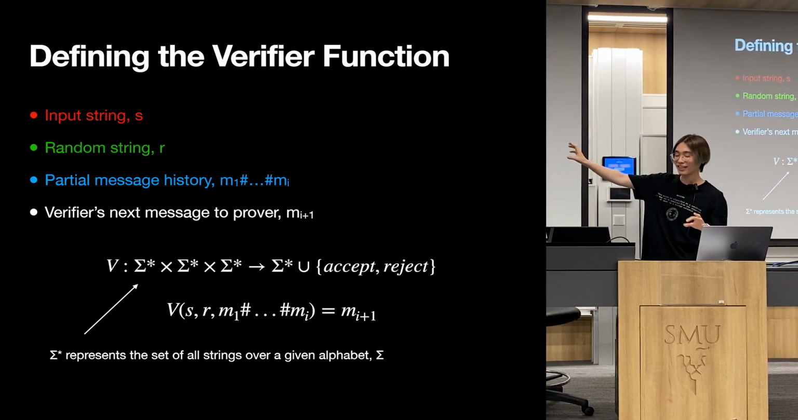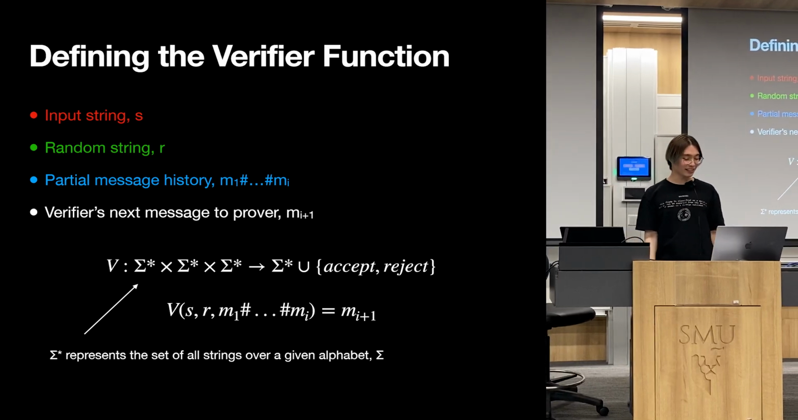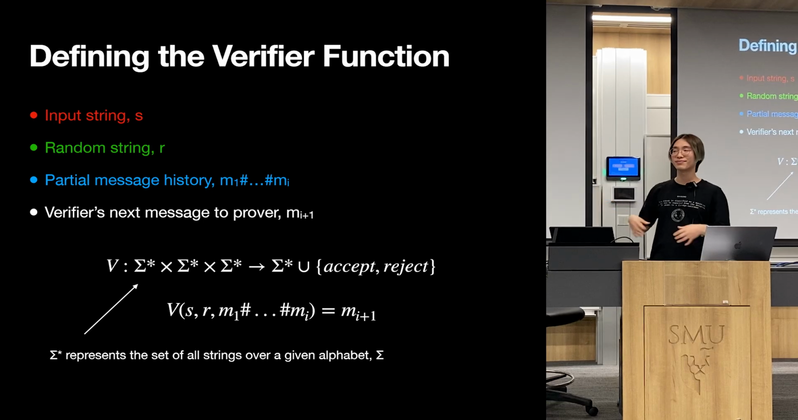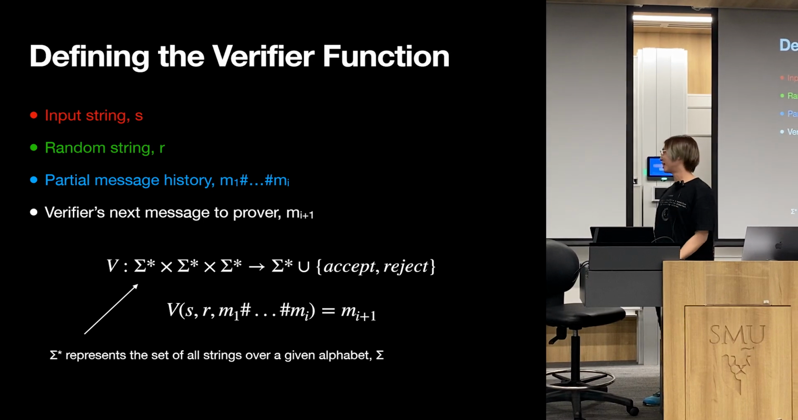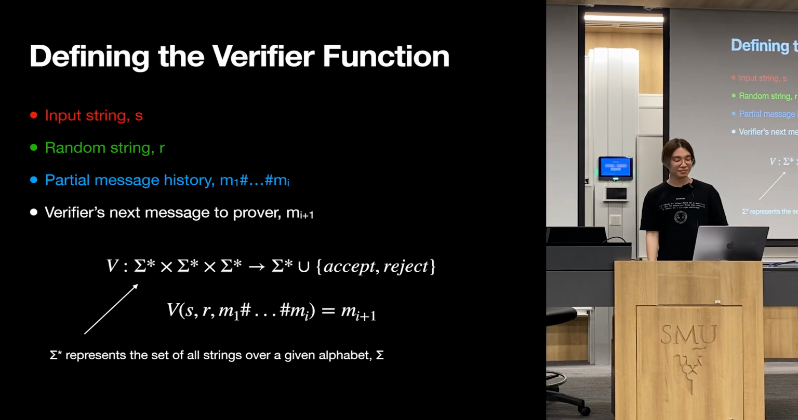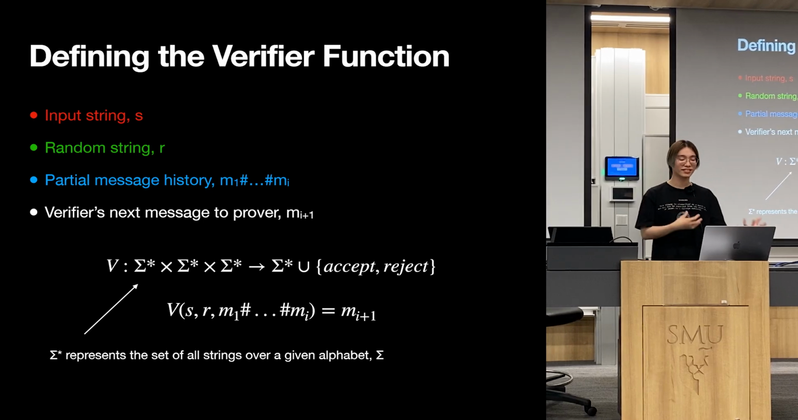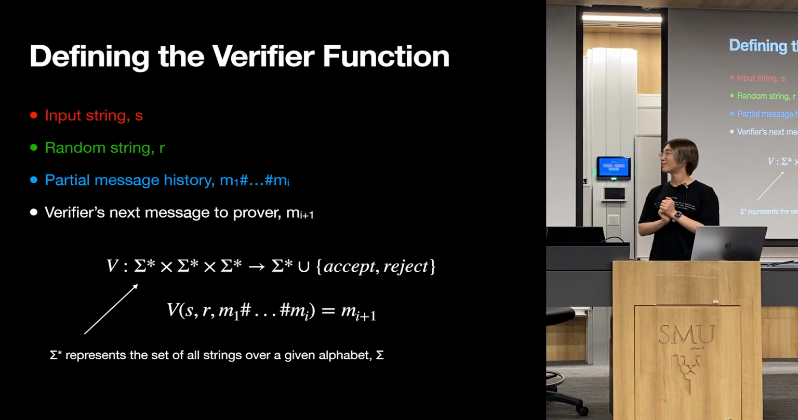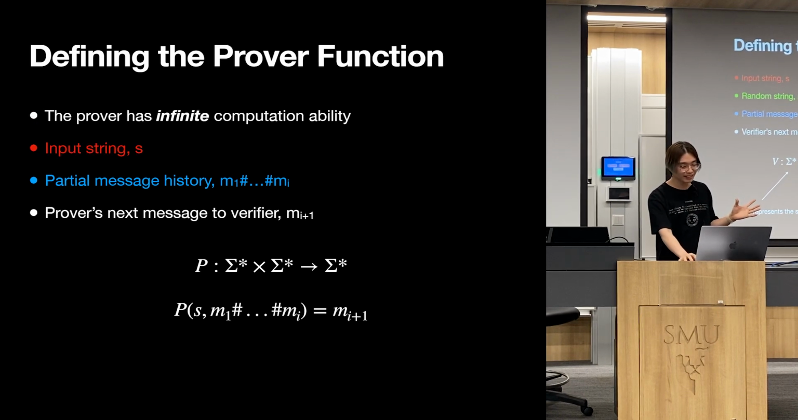So the sigma, a symbol that is used in computational complexity, represents the concept of an alphabet. So it's all the things that you can use to represent things in this game. And so at the end of this process of providing the challenges and responses, you either accept or reject the answer.